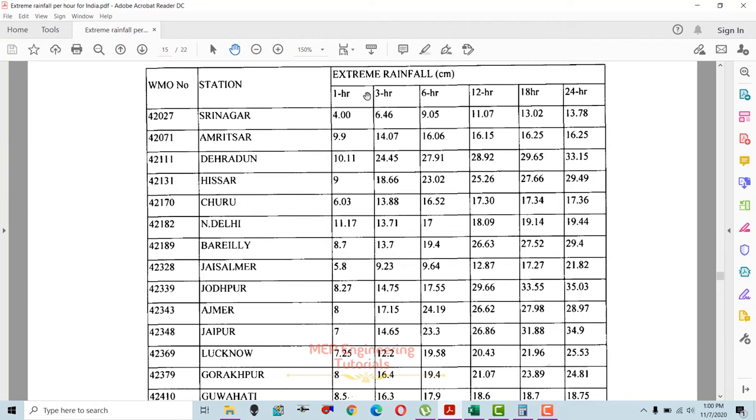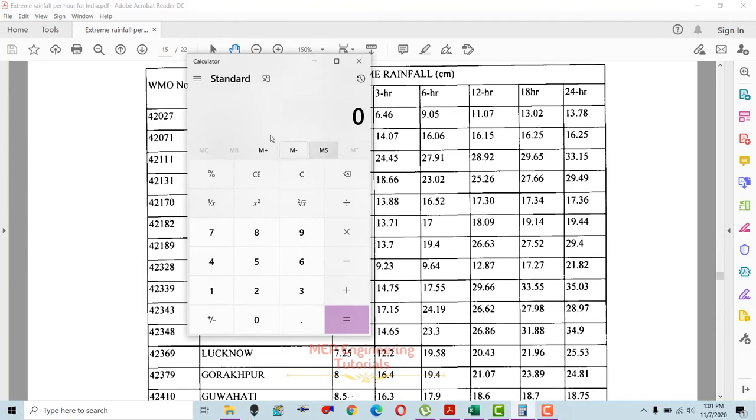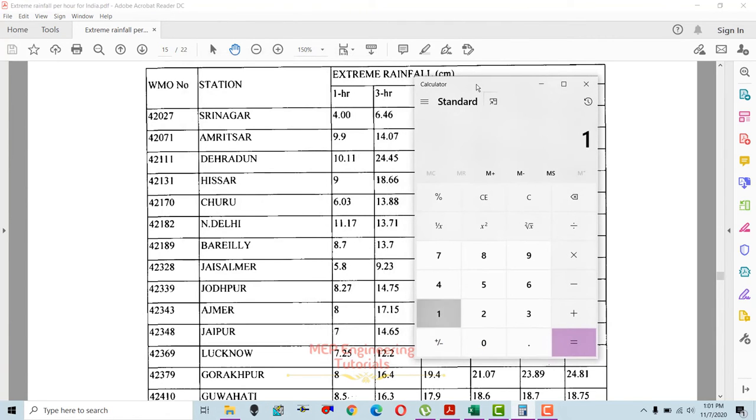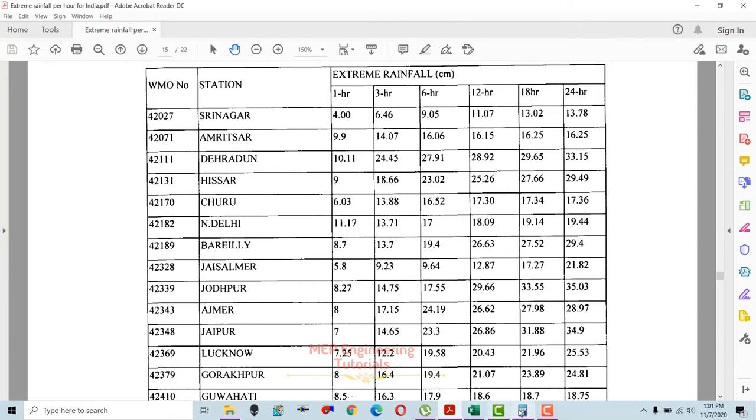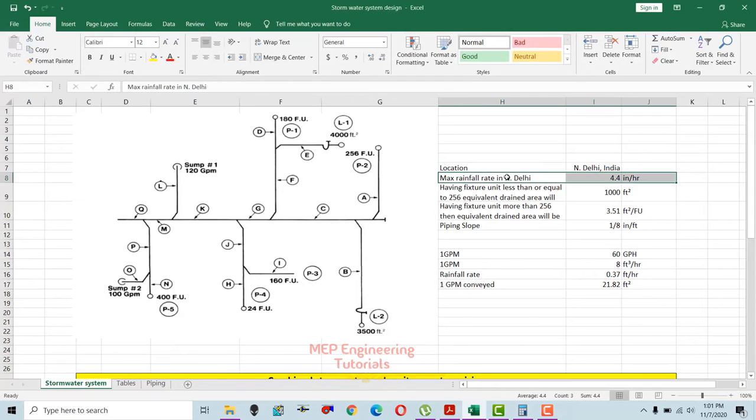Since you can see the rainfall per hour, this is for 1 hour, this is for 3 hours, this is for 6, and this is for 24 hours. Since I'm talking about New Delhi, the per hour rainfall rate in centimeter is given here. As you can see, its rainfall is 11.17 centimeter per hour. If I want to convert this into inches, how much will it be? 11.17 divided by 2.54, that means 4.39 or 4.4 inches per hour. So that's how I write here 4.4 inches per hour for New Delhi. For different cities, almost 72 cities' data is in there, you can choose the cities.